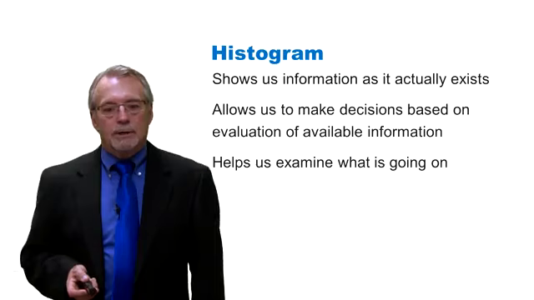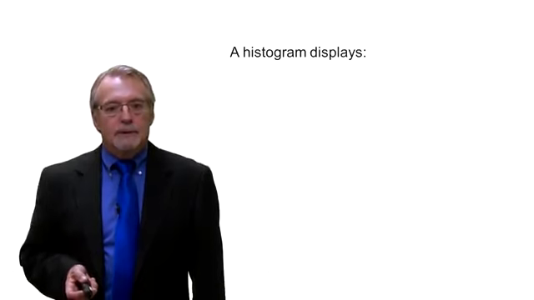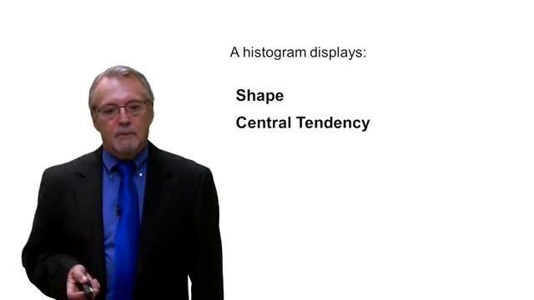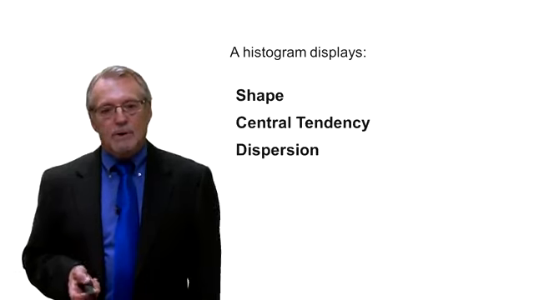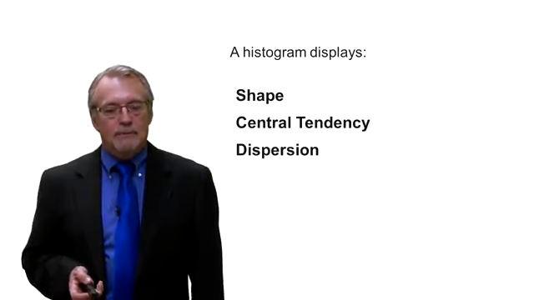It's one way to display and examine what's going on. We're just looking at what's going on out here in the world. Three most common characteristics: we have shape, we have central tendency, and we have dispersion. Let's talk about those three things because they're all going to give us some good information that will help us focus in on where to look to solve some of our problems.